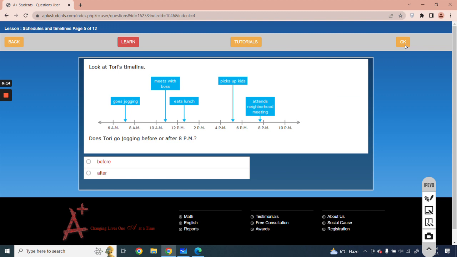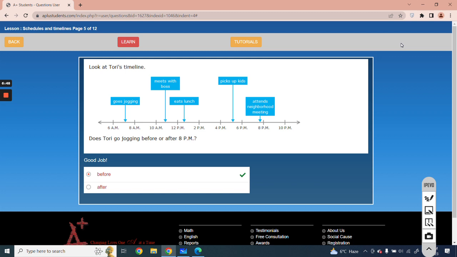Okay, the next one is, look at Tori's timeline. Does Tori go jogging before or after 8 p.m.? Okay, find the jogging on the timeline. Okay, so here it is, goes jogging. Got it? So just look at the time on the timeline. Here you have 8. It is before 8 p.m. Got it? The answer is yes, it is before 8 p.m. So the correct option is before. Just select the correct option, then click on the OK button.